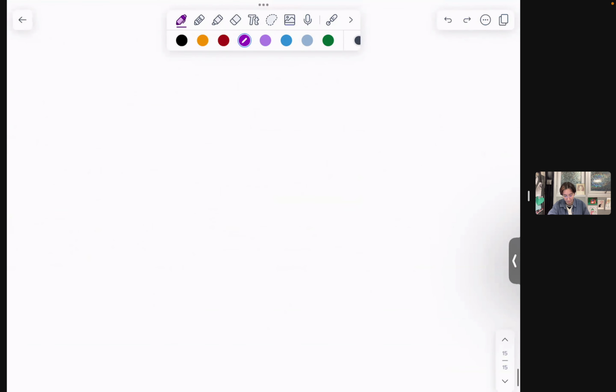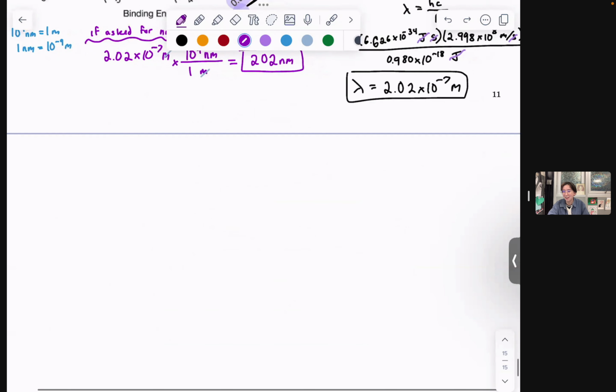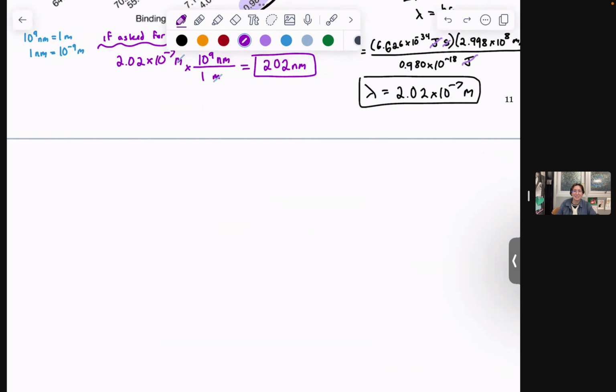Okay, so that's kind of it for photoelectric effect. It's mostly always questions just asking you to calculate energy or calculate wavelength or whatever.